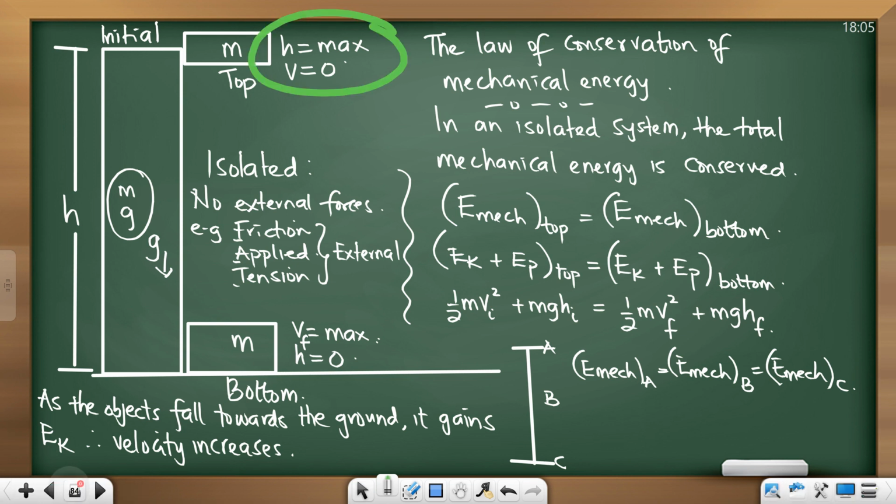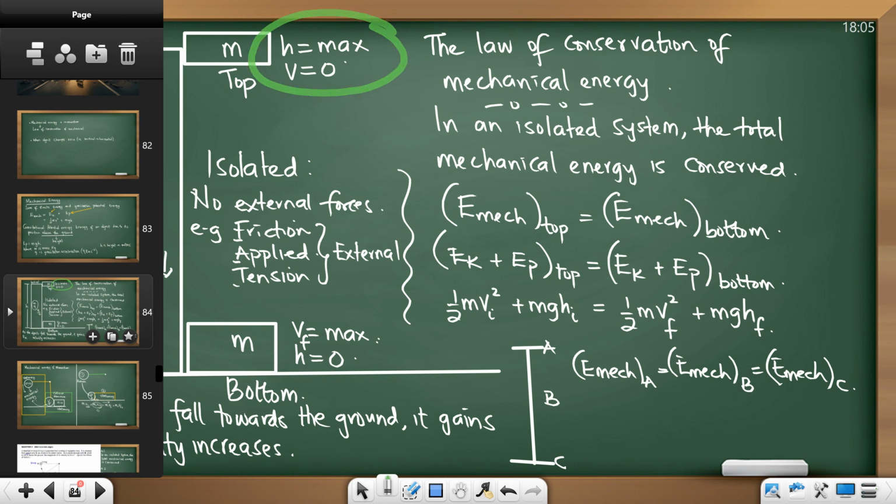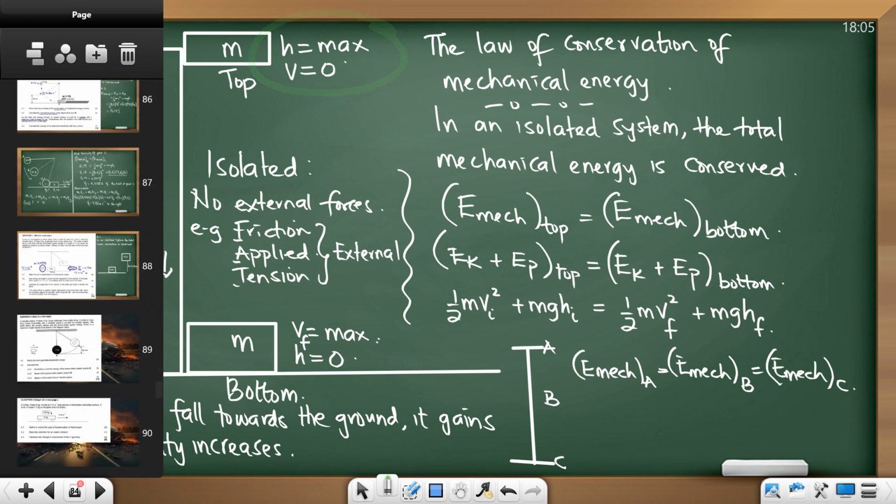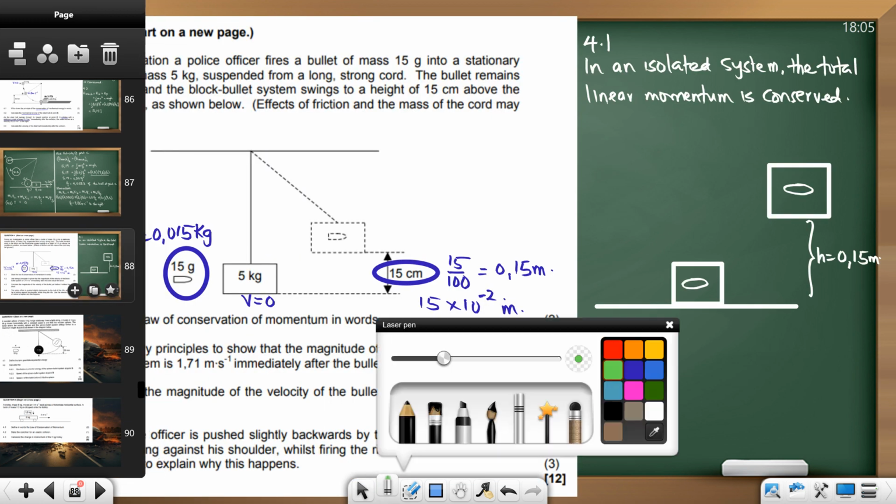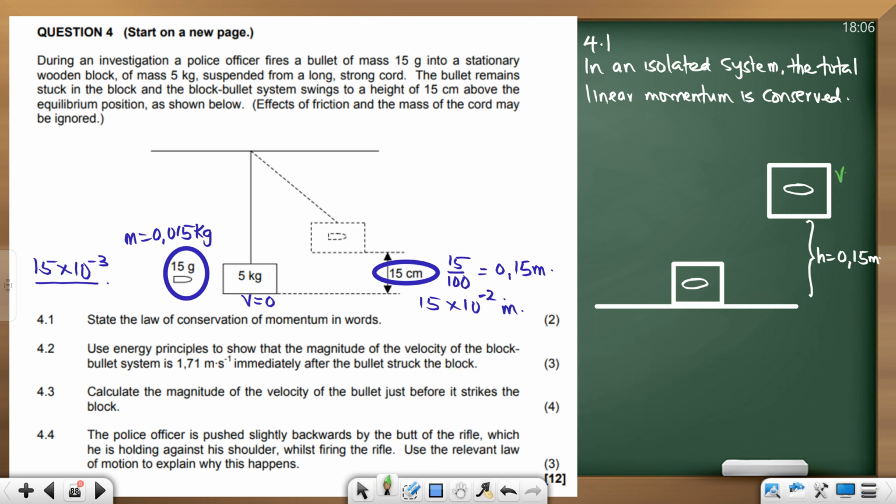So we know that the bullet block system therefore has a velocity of 0 right here. Velocity equals 0. Why? It is at the maximum height. That's why the examiner gave us the word equilibrium position, which means the object is no longer moving. If you remember that word from grade 11, when forces are at equilibrium, it means F net is 0.